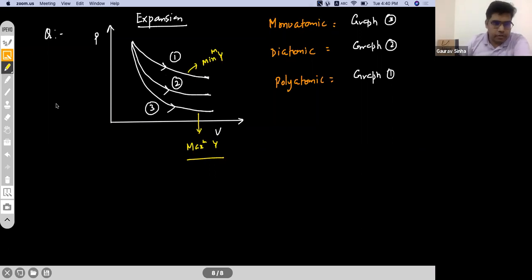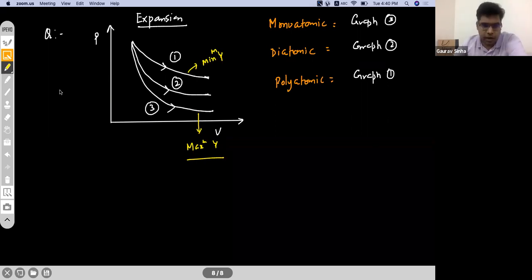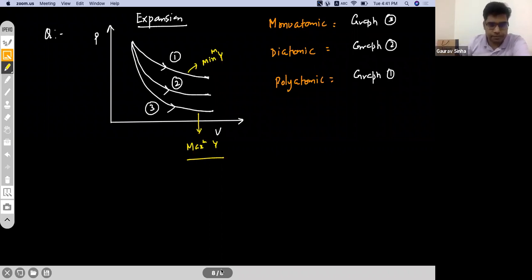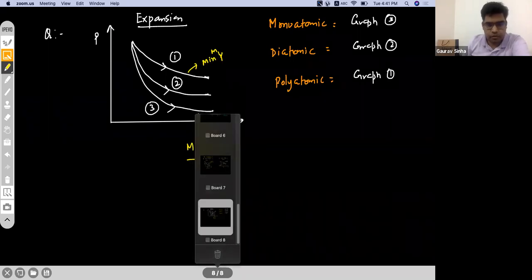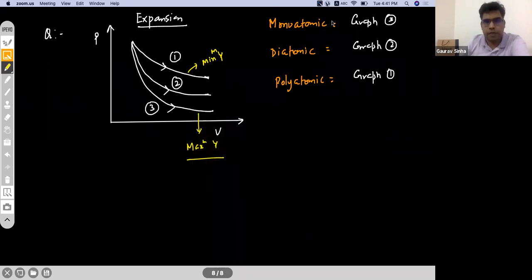Right. So this is the first portion of this chapter, that is thermodynamics. Thermodynamics has two parts. The first part is done over here. With this graph comparison, the first part is done.